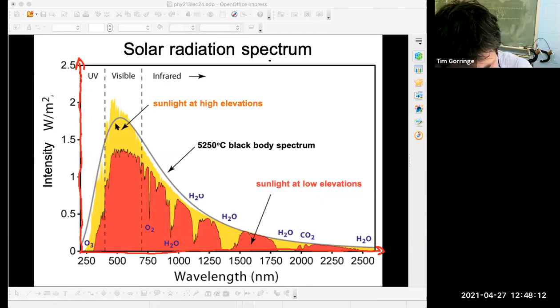So the first one I'm going to mention is this yellow histogram. That's the sun's solar radiation spectrum if you were at the very top of the atmosphere. So if you went up to the top of Mount Everest, that's the sun's radiation spectrum at the top of Mount Everest, which is almost at the top of the atmosphere. In red, that's the other histogram here, more structure to it, more interesting stuff on it. That's the sun's solar radiation spectrum at sea level, or say where we are.